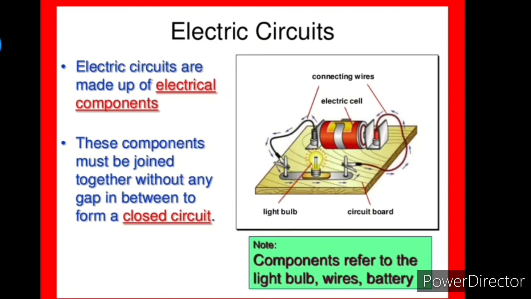Electric circuits are made up of electrical components. These components must be joined together without any gap in between to form a closed circuit. What are those components? Components like bulb, wire, and electric cell are the electric components. Without these components, we cannot make a circuit.